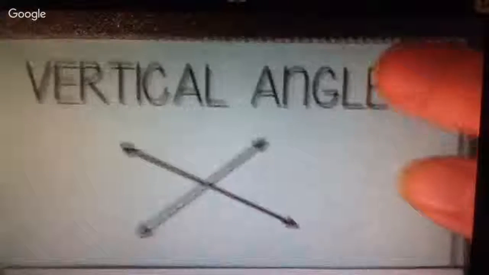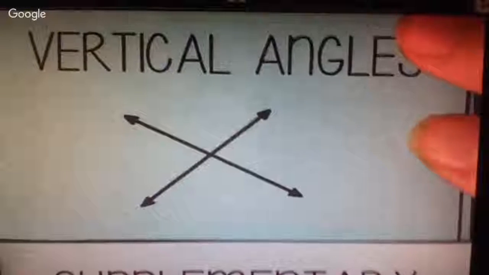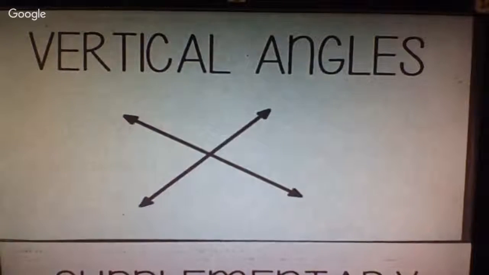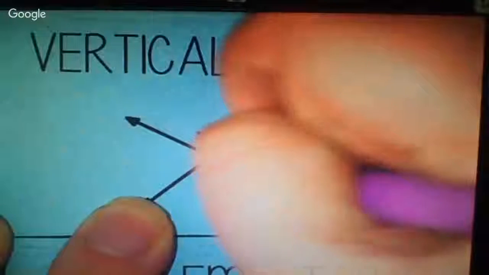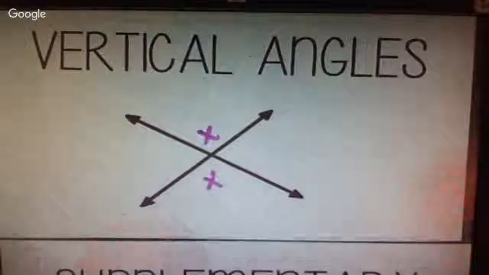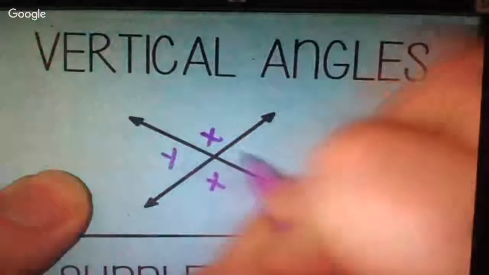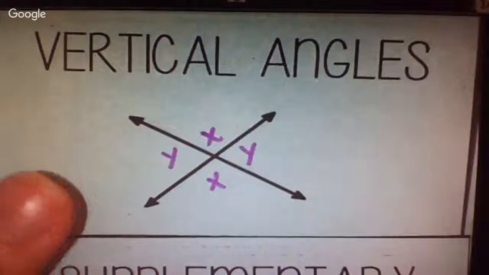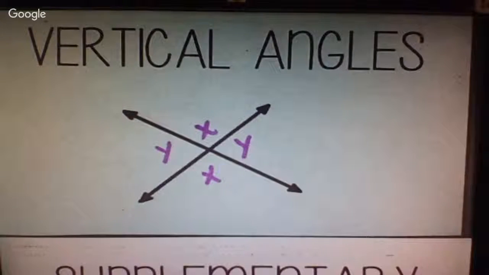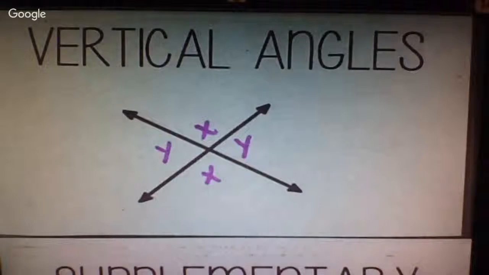Okay. The second type of angles we're going to talk about today are vertical angles. Vertical starts with a V. So vertical angles are angles that are across the V. So this and this are vertical angles. Or this and this are vertical angles. Vertical angles are formed by two lines that intersect, and it's across that V. They're opposite of each other.